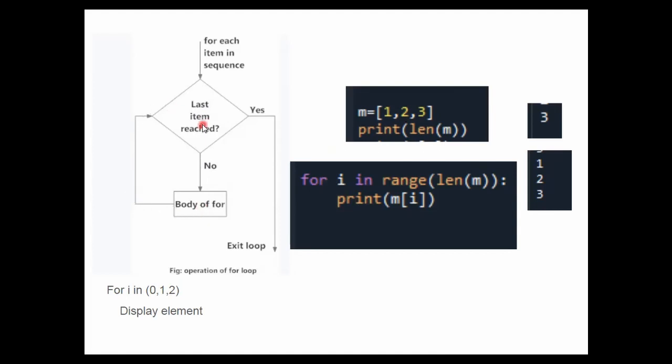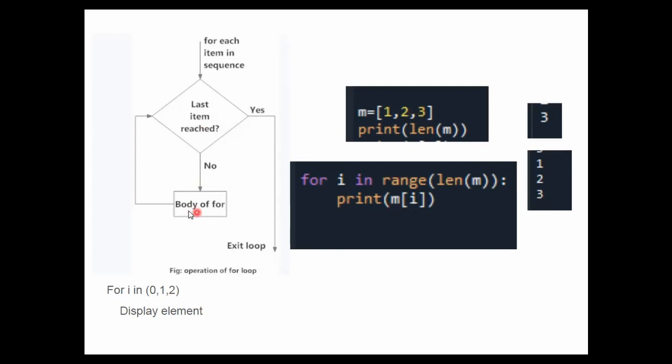Now this time, what is the value of I? Now this time the value of I is 2. It will check whether the last item is reached. No, so it will enter the body of the for loop. What is in the body of the for loop is print M of I. M of I is nothing but M of 2. What is present in M of 2? The value 3 is present. So it will display value 3.